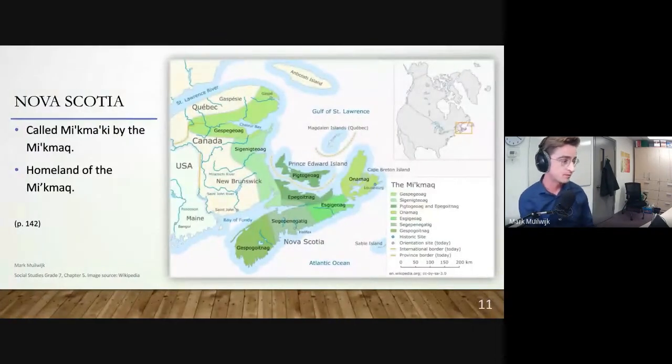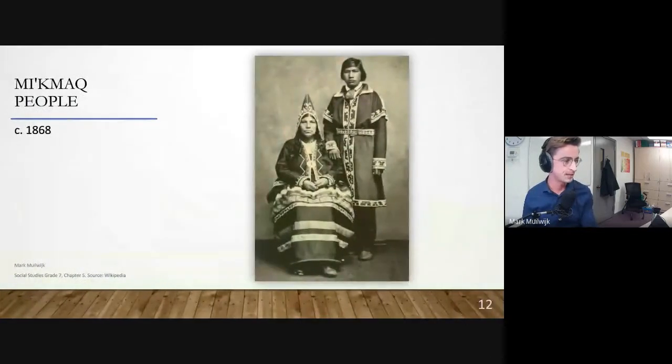We've seen this map before. Nova Scotia, when the Mi'kmaq lived there. These are the districts of the Mi'kmaq, and they met, of course, in the Grand Council, a place called Mi'kma'ki by the Mi'kmaq. Here we see some Mi'kmaq people in their traditional clothing.